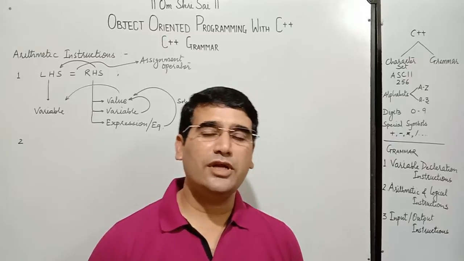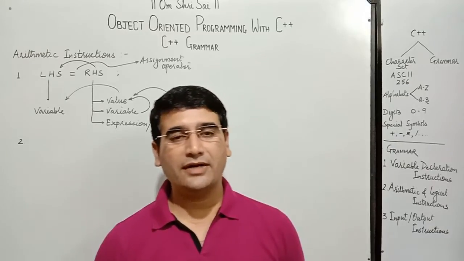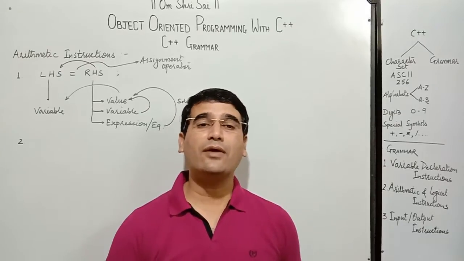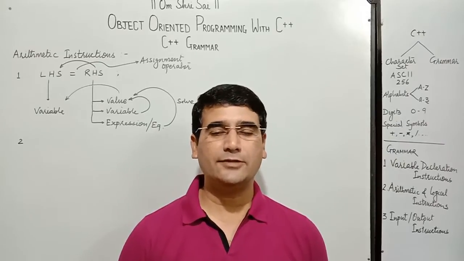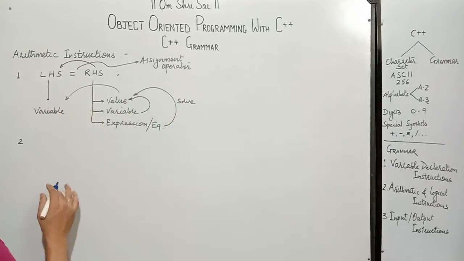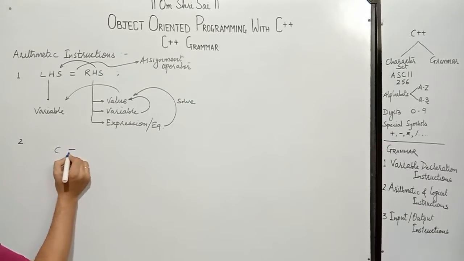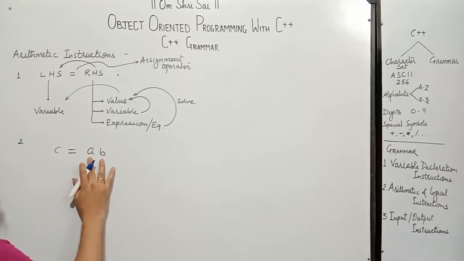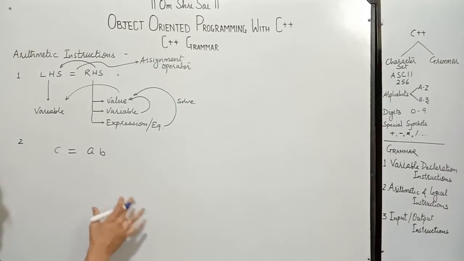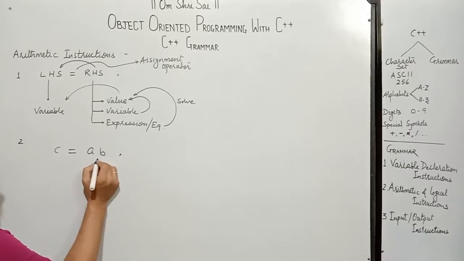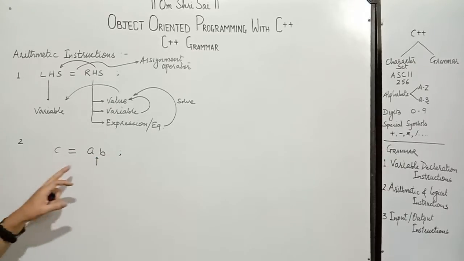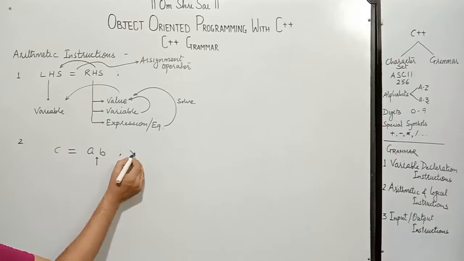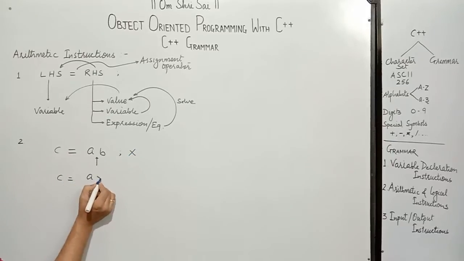Now the second rule is no arithmetic or logical operator can be assumed to be present in any arithmetic or logical expression. We must have to specify the operator to be used explicitly. This is the second and important rule. Mathematics में आपने देखा होगा, we can write the statement like that: C is equal to AB. Now here A and B are the variable and we assume that there is a dot product. But if we write this statement in programming, this will create an error. Why? Because there is no operator specified. We must have to specify the operator to be used explicitly, so this statement will be wrong. We must have to write A into B.